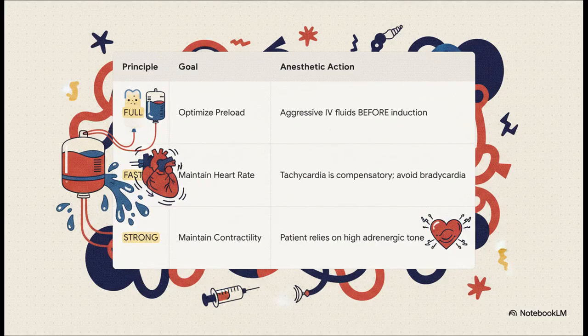This table really unpacks the physiology behind that mantra. First, we keep the tank full. We do this with aggressive fluid resuscitation to maintain filling pressures and overcome that external compression. Second, we keep the heart rate fast. With a fixed, tiny stroke volume, tachycardia is the only way that patient can maintain their cardiac output. And third, we keep the heart strong. We have to preserve its contractility. These patients are running on a massive endogenous sympathetic surge. Our anesthetic, which should use agents like ketamine, must not blunt that critical, life-saving compensatory response.